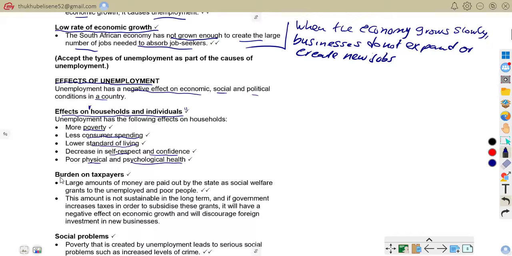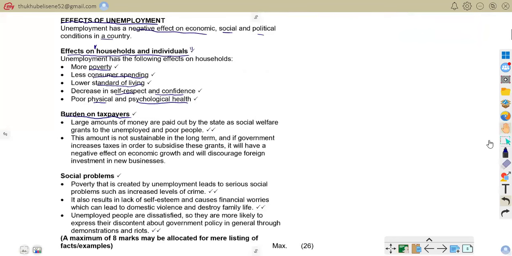Effects of unemployment. Now we come to the burden on taxpayers. Large amounts of money are paid out by the state as social welfare grants for the unemployed and poor people. Now the government has to pay grants to these people who are unemployed or poor. So that is a burden on taxpayers. This amount is not sustainable in the long term.